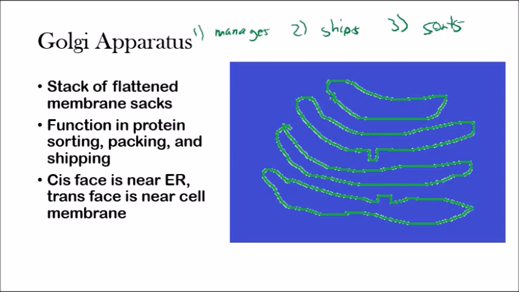The Golgi apparatus has a stack of flattened membrane sacs. As you can see here, these are all just flattened membrane sacs. Here we have 4 right here, and just like in the ER, where we talked about the sacs being called cisternae, these are all cisternae as well. You have 4 cisternae right here. Again, like I said, they function in protein sorting, packing, and shipping.